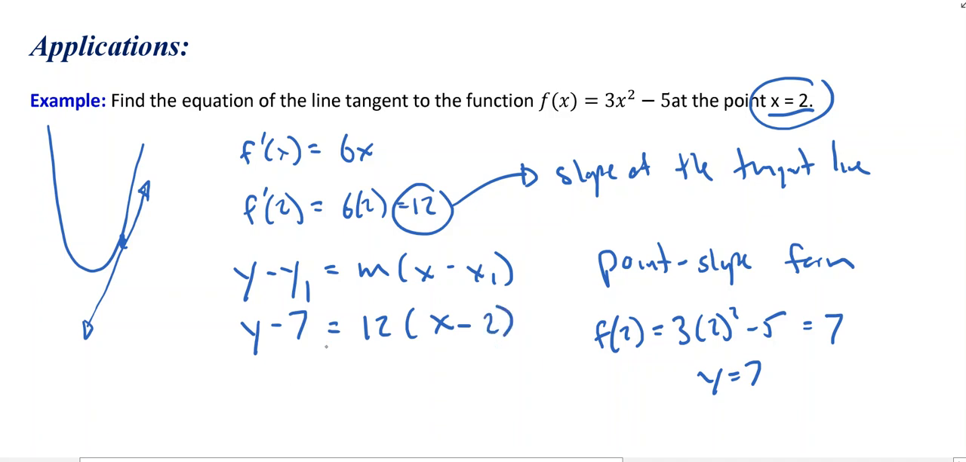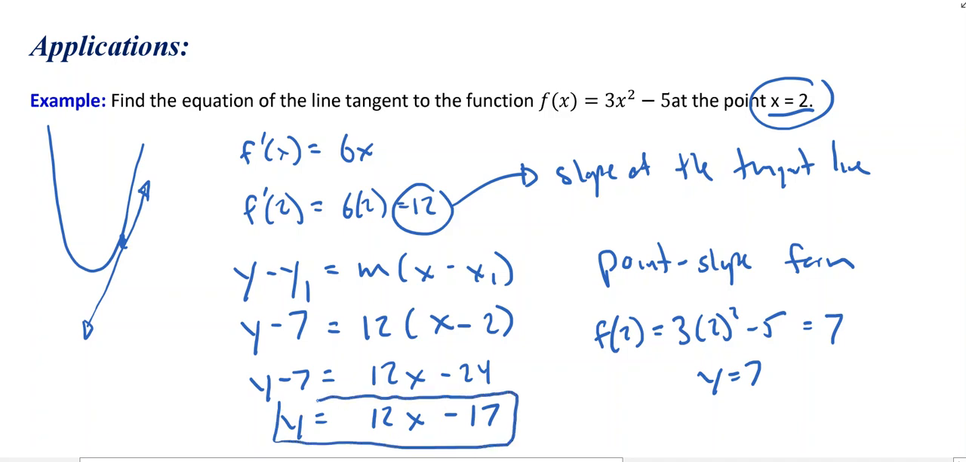2. This is an equation of a tangent line, but let's write it in slope-intercept form. So I will have y minus 7 equals 12 times x minus 12 times 2. Then add the 7 to the other side: 12x, and negative 24 plus 7 would be negative 17. And there is the equation of the tangent line in slope-intercept form. It doesn't say to put it in that form, but that's always a good way to write it.